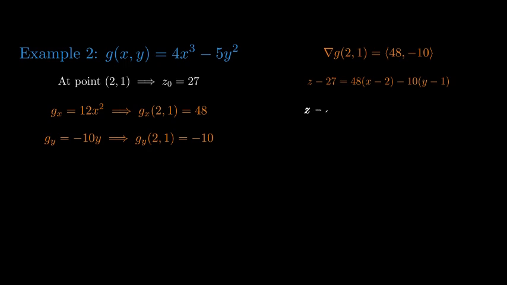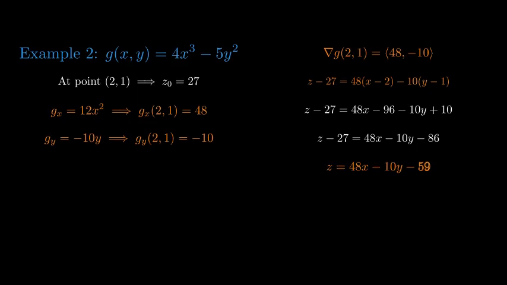Expanding the right side gives 48 times x minus 96 minus 10 times y plus 10. Combining the constants negative 96 and 10 gives negative 86, and adding 27 to both sides gives the final equation for the tangent plane as z equals 48 times x minus 10 times y minus 59. This demonstrates how the components of the gradient vector provide the exact slopes needed to construct a linear approximation of a curved surface at any given point.